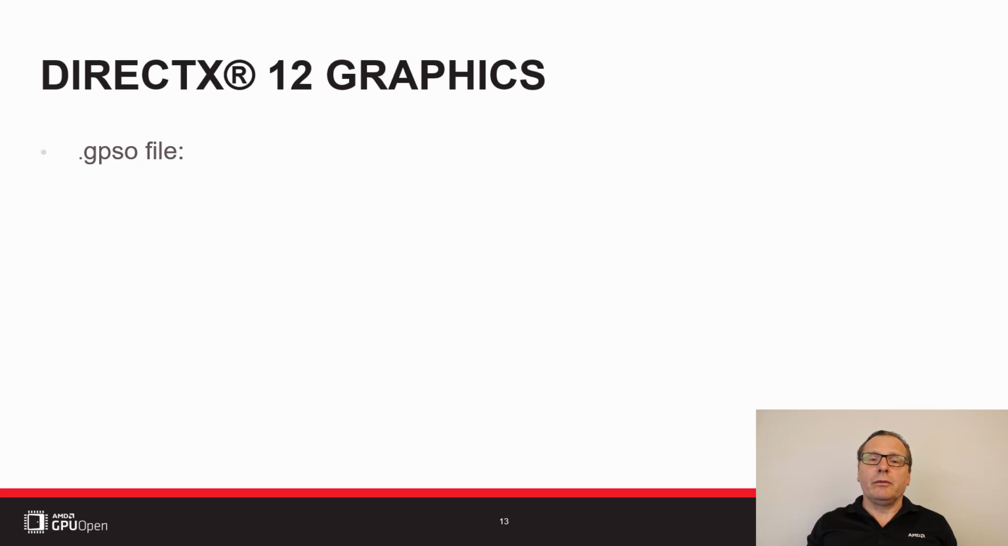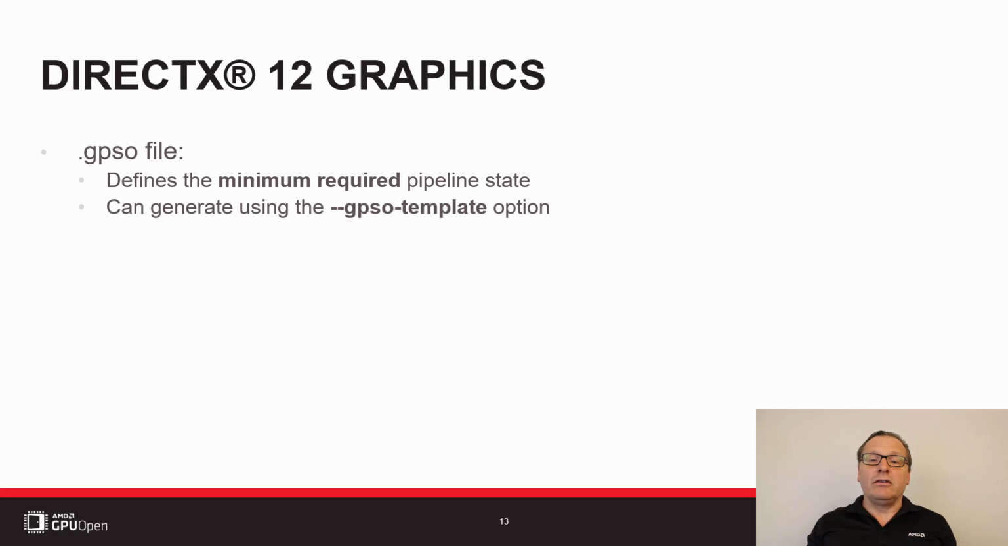The vehicle through which we communicate the pipeline state to RGA is the GPSO file. This file defines the minimum required subset of pipeline state that is absolutely required for successful compilation with accurate results. You can generate a template GPSO file using the command line tool. It is text-based, easily editable, and has been designed for easy copy and paste of your source code.